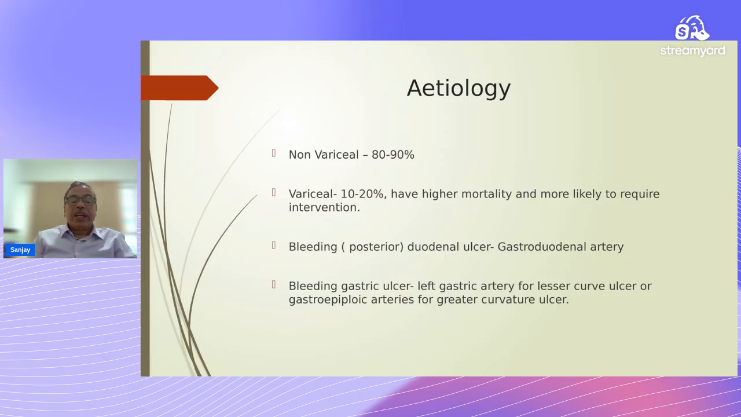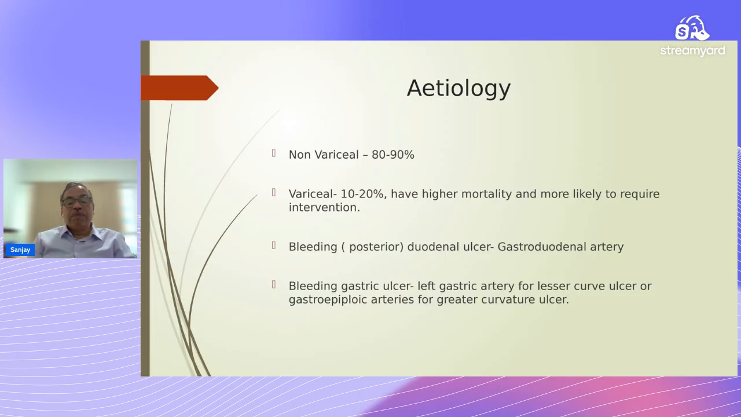Now that old age dictum is always there: the anterior ulcers perforate in the duodenum and the posterior ulcers bleed. And the bleeding occurs from the gastroduodenal artery or one of the branches of the gastroduodenal artery, which is present at the base of the duodenal ulcer.